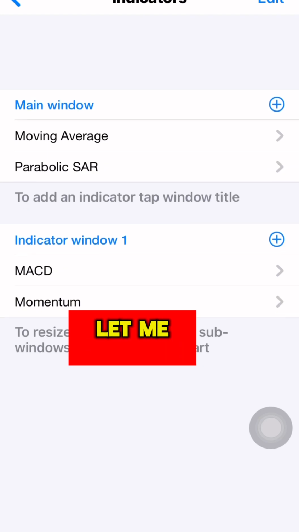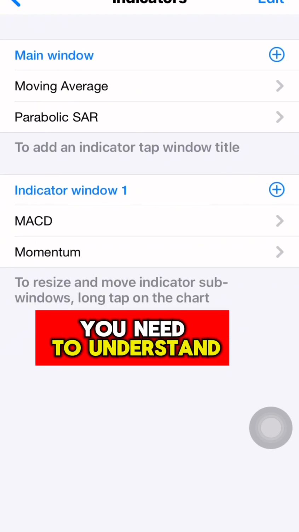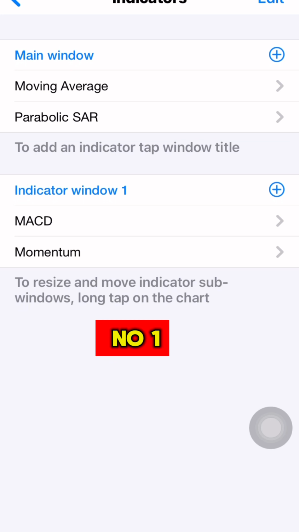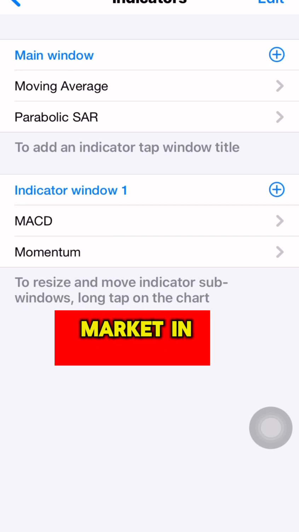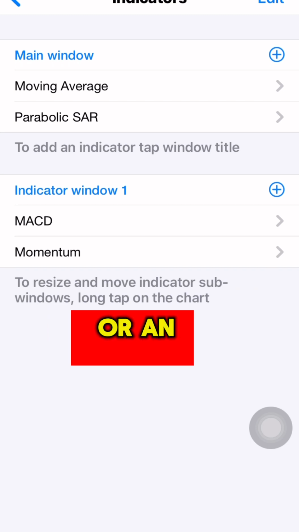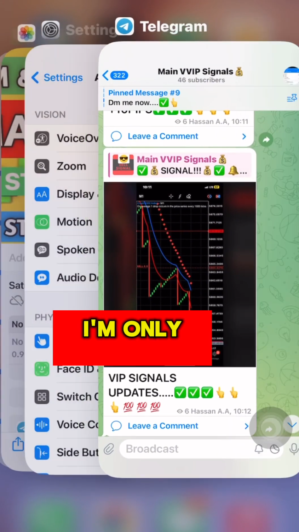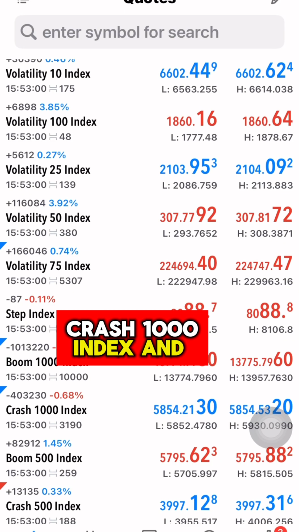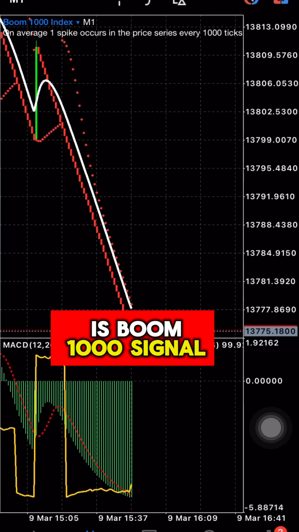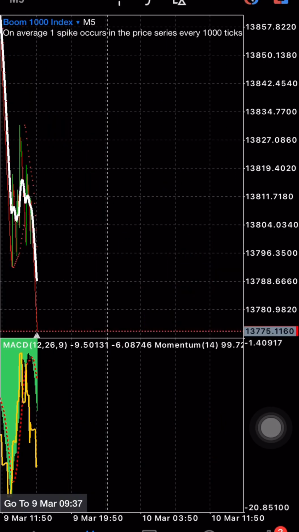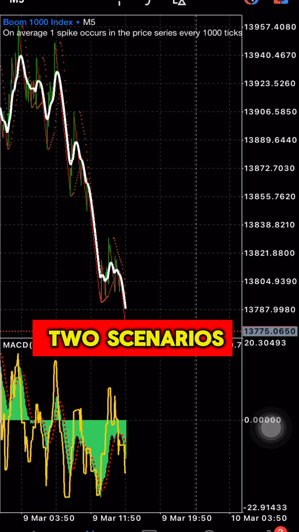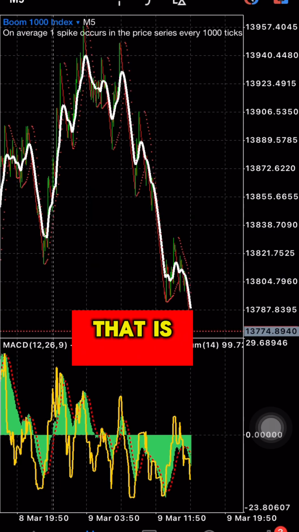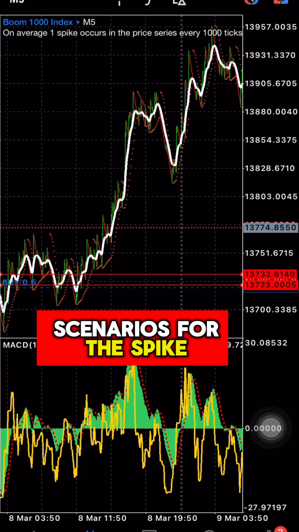Let me give you the two conditions you need to understand about this strategy. Number one, you must make sure you are trading in a trending market, either a downtrend or an uptrend. As I showed you here, I'm only trading the market on Crash 1000 and Boom 1000 indices. See, this is a Boom 1000 signal. Make sure you are leveraging only the two scenarios, either the downtrend or the uptrend, for Crash and Boom, please. Those are the two scenarios for the spike.